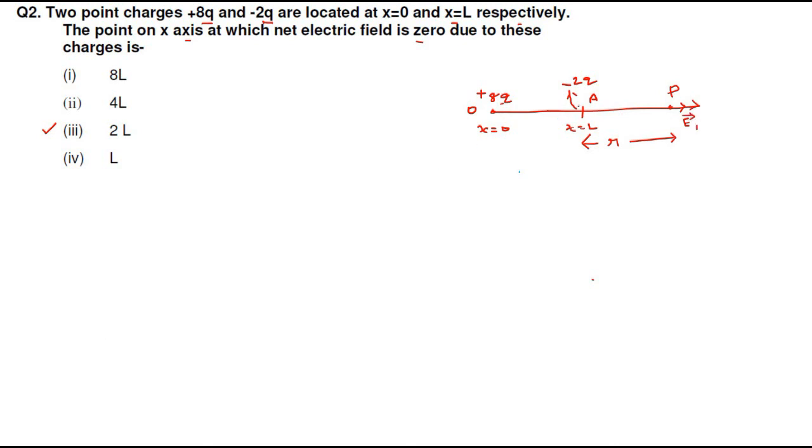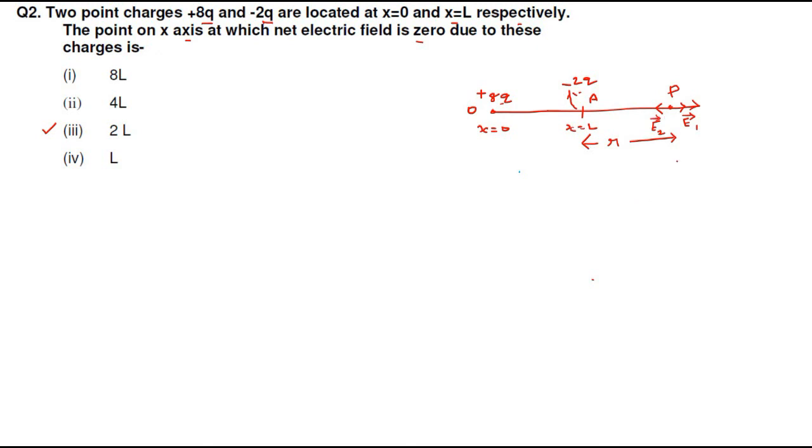Then at P, the electric field due to this minus 2q, because of the attractive force, will be like this. Please remember, the electric field at a point is always away from a positive charge and towards a negative charge. So you have to imagine a positive charge here. That imagined positive charge will be repelled by this, so the electric field at P is away. Similarly, for the minus 2q, the imagined positive charge will be attracted, so that electric field will be this way. You can consider it to be E2.